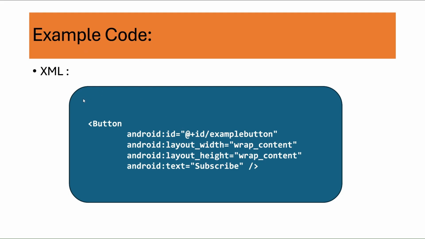This is an example code. XML. In a traditional method, we use a combination of XML and Kotlin. In this video, for the pattern, we are using XML and Kotlin only. And in the next video, we will talk about the Compose buttons. And this is an example code. We are initializing the ID and the height, and here's the text.